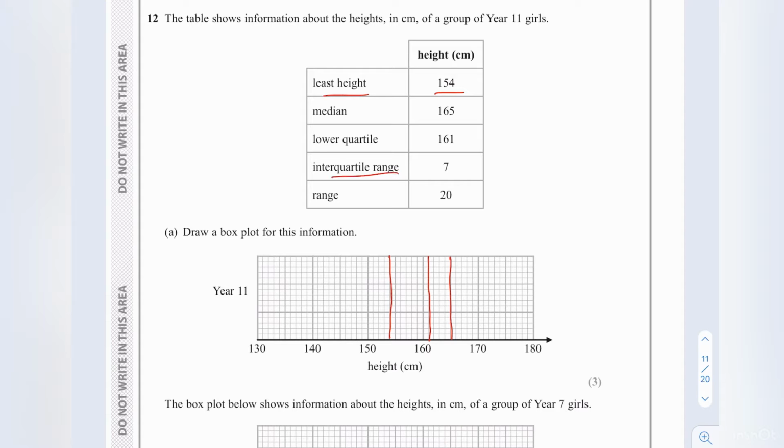The interquartile range is 7, so therefore our upper quartile must be the lower quartile plus the interquartile range, which is 168. So now we could draw in our upper quartile. We can connect our box to our lowest, and then the range is 20, so therefore our max must be our lowest plus our range, which is 174. Again, we can draw that in and then connect up our box. It doesn't matter the size of your box plot, I've just done it to the end of the graph.